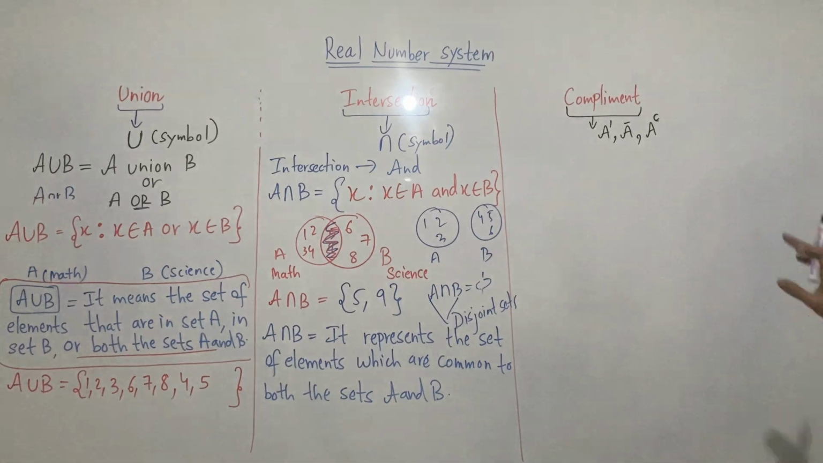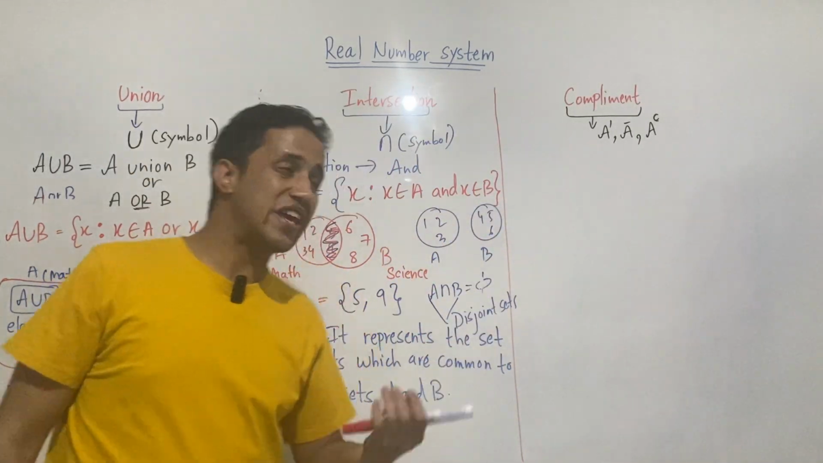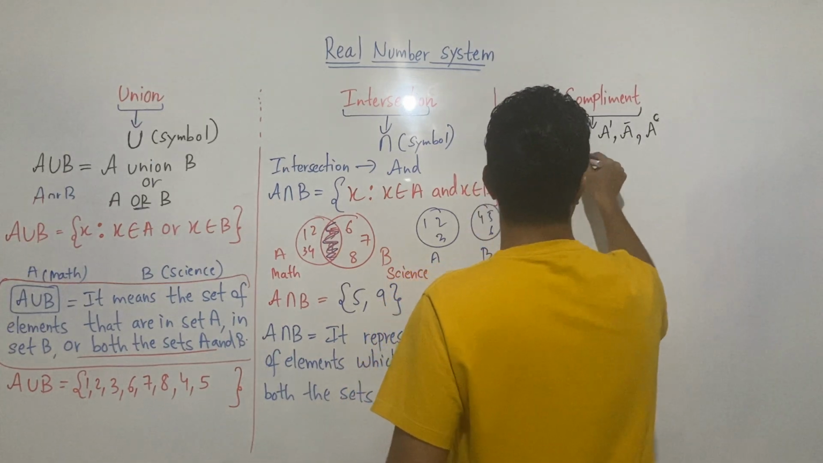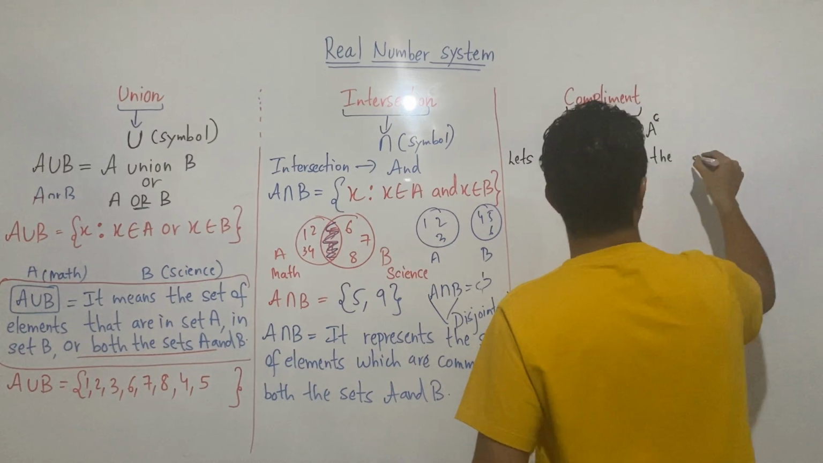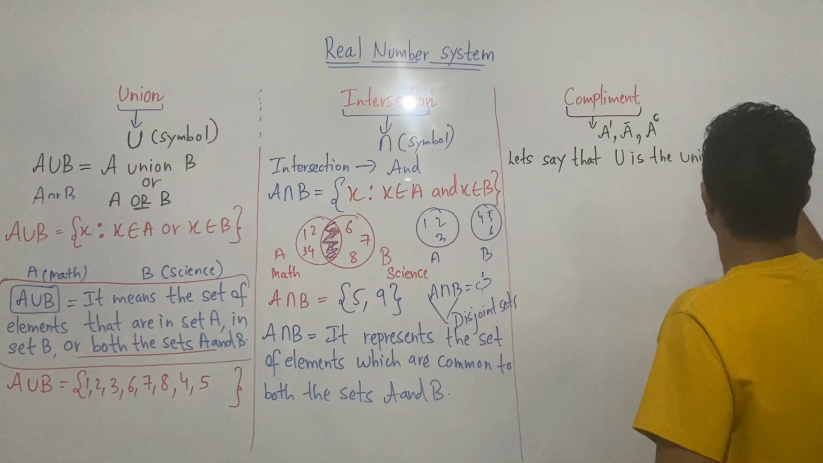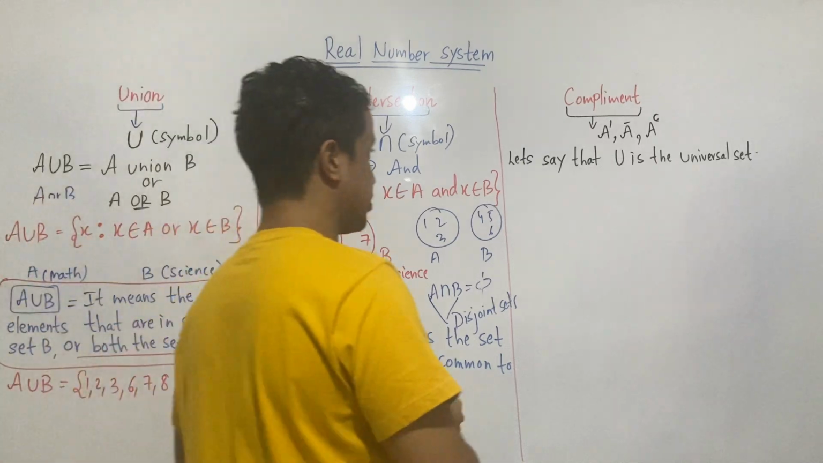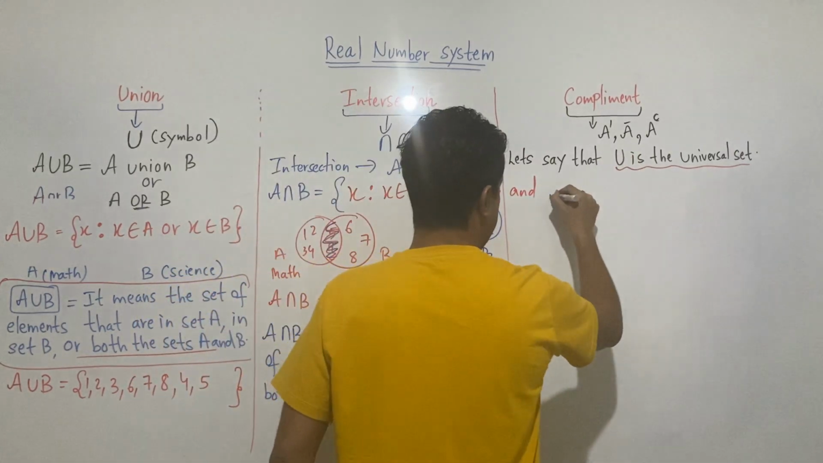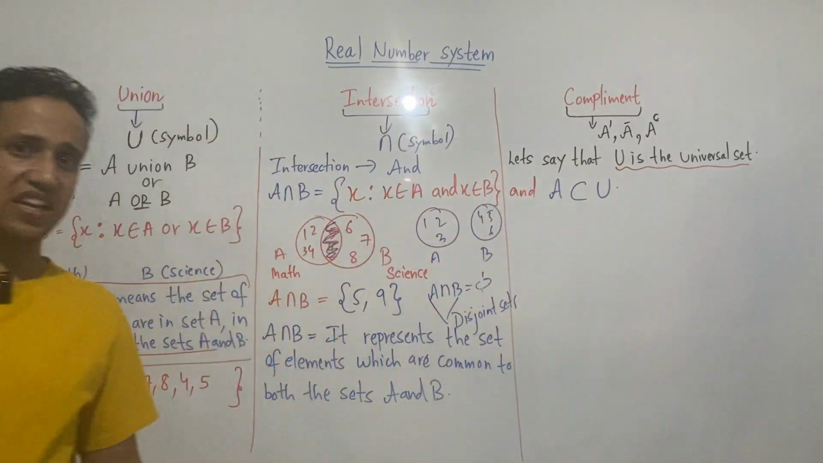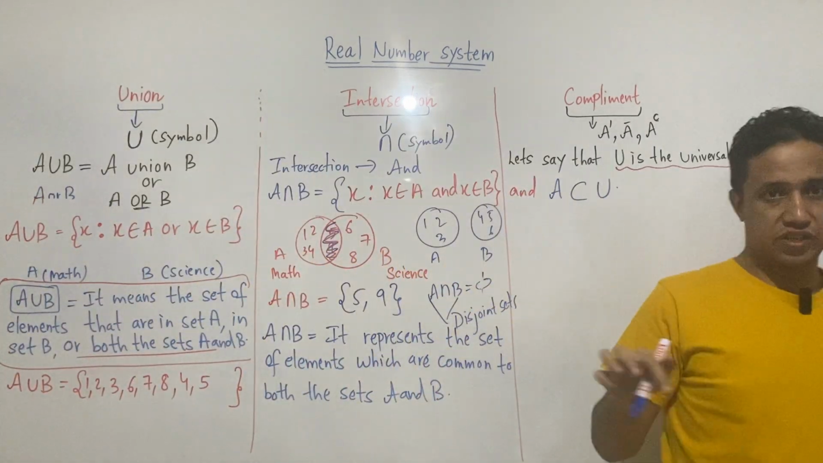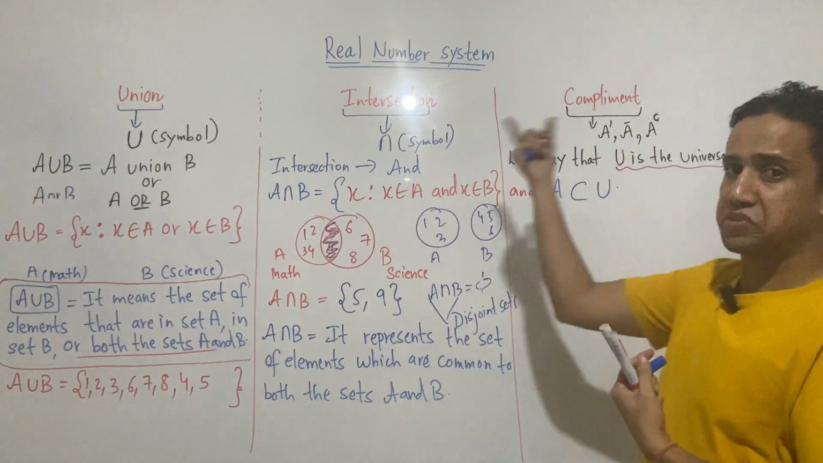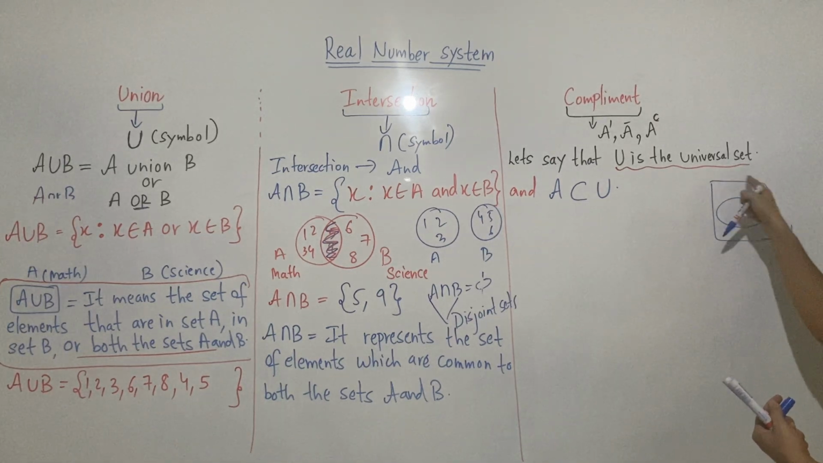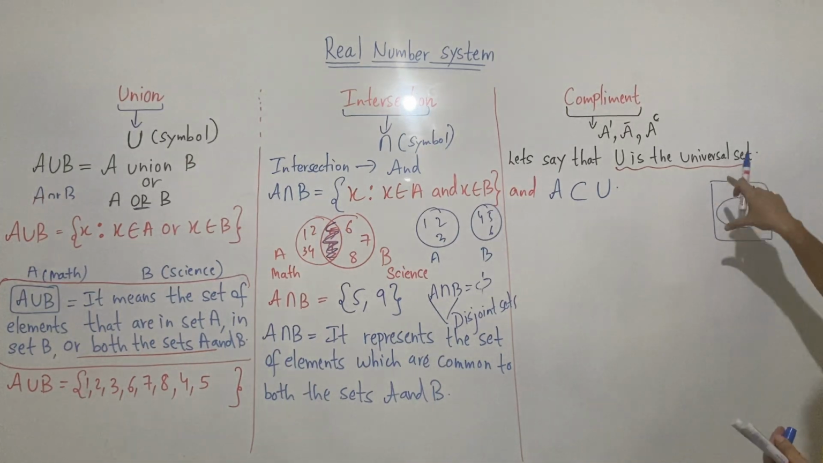To find the complement of the set, let's say that U is the universal set, and A is a subset of U. U is the universal set, which means U is the bigger set, and A is a subset of U, meaning A is a smaller set that is present within this bigger set.